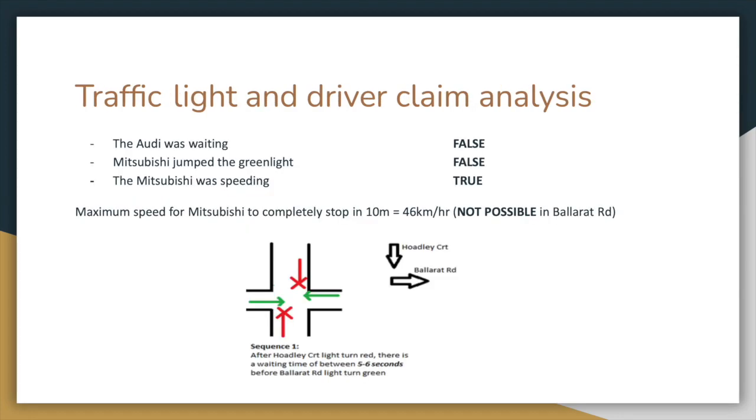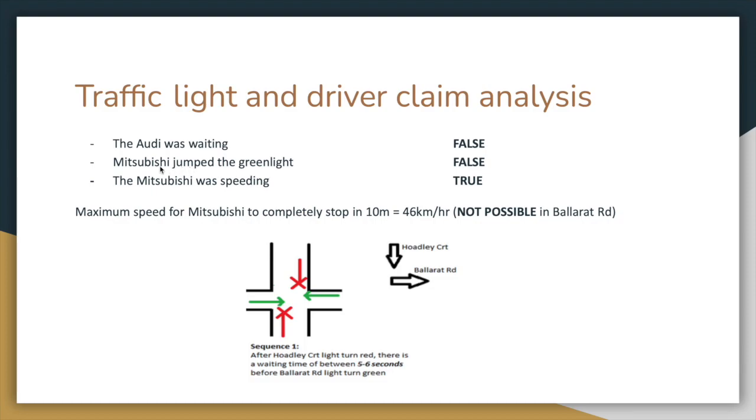This is Don. I'm going to be analysing the claims of the individual drivers and the traffic light rotation. The accident happened at 3:15 p.m. on Ballarat Road, which is quite busy, and the speed limit there is 60 k's an hour. Let's go through the Audi driver's claims. He claimed that he was stationary at the intersection, which is false. He was recorded to be moving at 18.4 kilometers an hour.